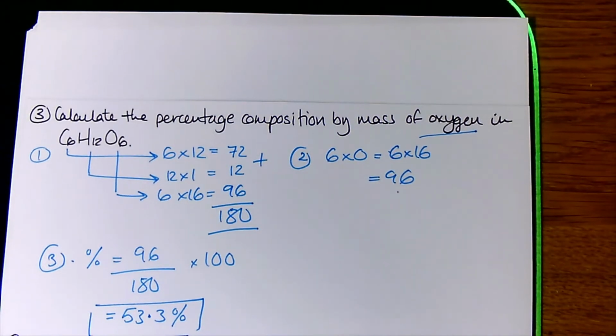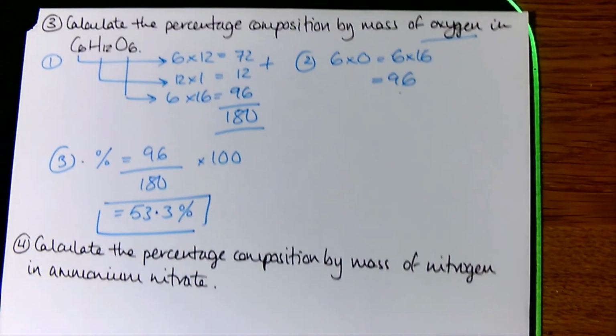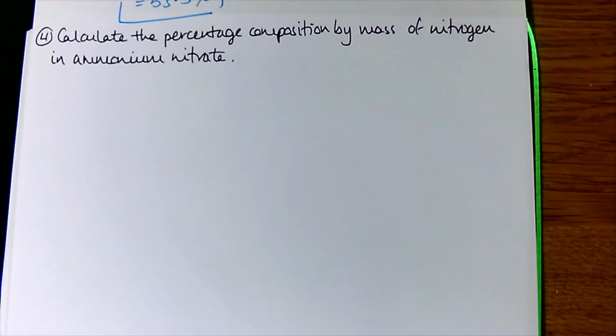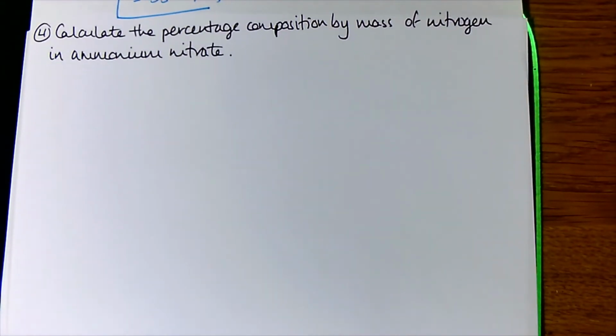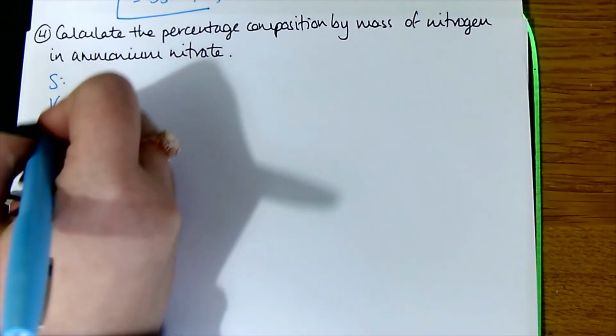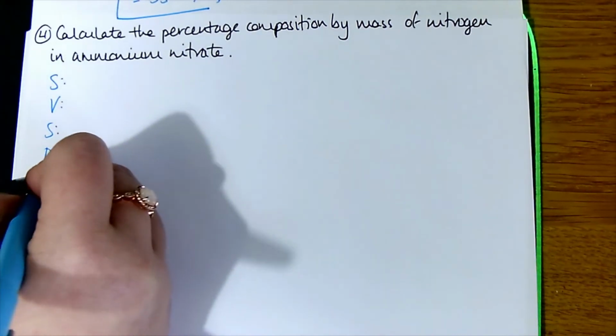Now, in the examples that we've looked at so far, they have been relatively straightforward and you have been given the correct formula. However, sometimes the questions will not give you the formula and you're expected to work it out for yourself. So in this example here, you can see you have to calculate the percentage composition by mass of nitrogen in ammonium nitrate. This time, your first step is to work out the formula for ammonium nitrate. Here we have to use our valency rules, so we can put aside symbol, valency, swap, divide and formula.